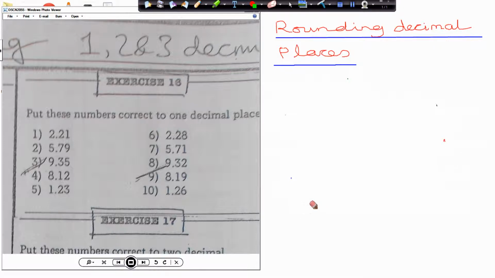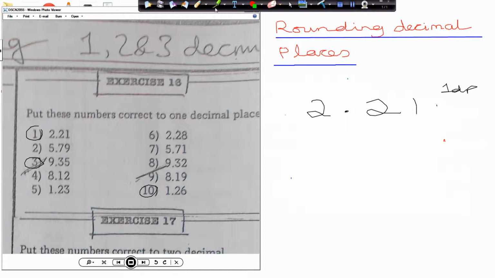Okay, are you happy so far? Yes. Good. Right, we go. Let's have a look at question 1, question 3, and question 10. Let's look at number 1 first. So we have 2.21. And we want to round this number to 1 decimal place.